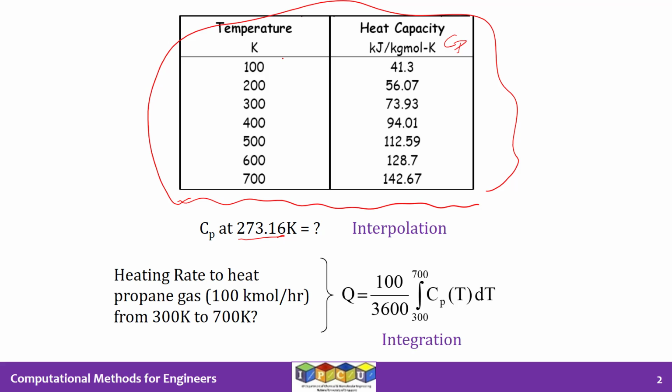So one of the things that come before us is what's the value of Cp at 273.16 Kelvin, as an example. This particular temperature value is not represented in this table, though we know it is going to be between these two values, and therefore the Cp value should be within these two values. But exactly what is the value of Cp at this point?